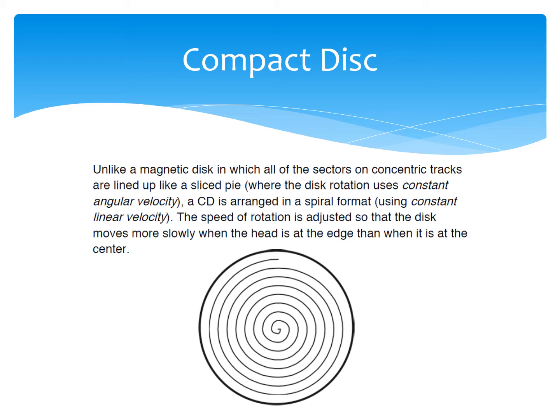Compact disc, CD, is arranged in a spiral format, unlike the magnetic disk, which is arranged in concentric tracks. In addition, CD rotates the disc with constant linear velocity, while the hard disk rotates the disc with constant angular velocity. Therefore, the speed of rotation of CD is adjusted so that the disk moves more slowly when the head is at the edge than when it is at the center.